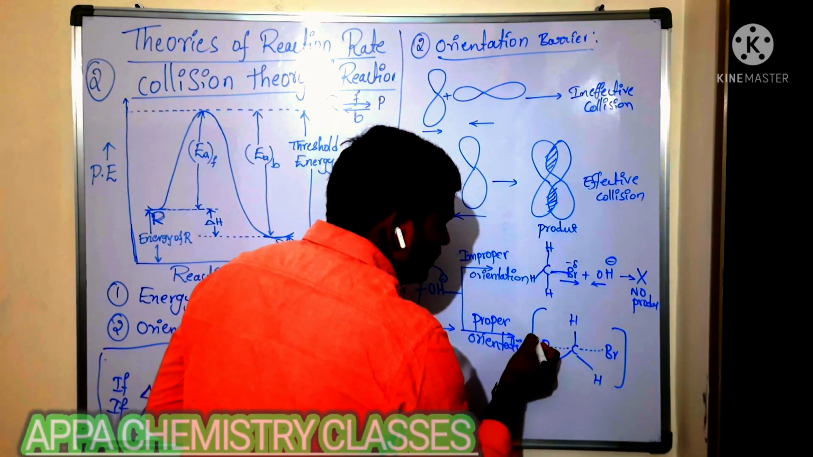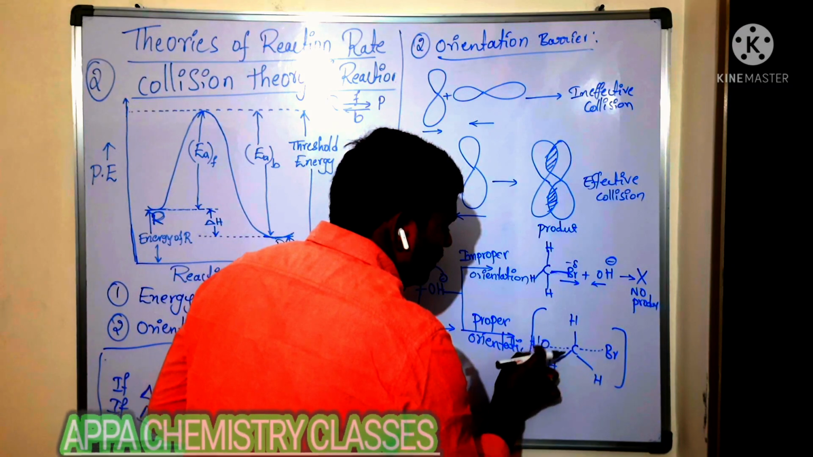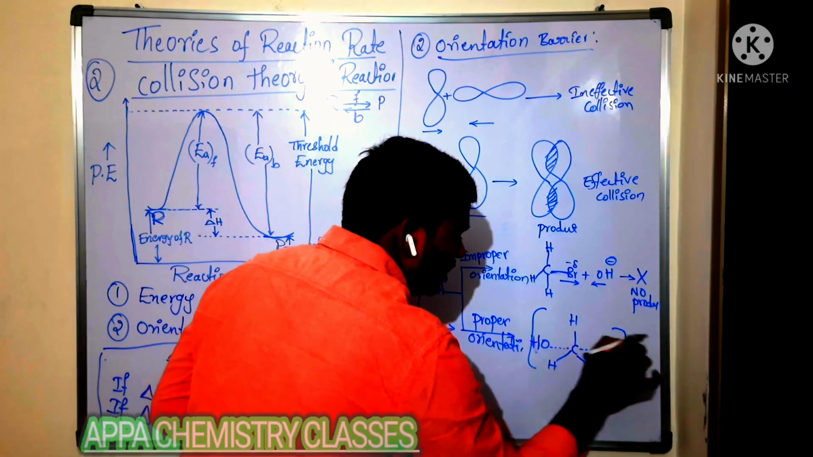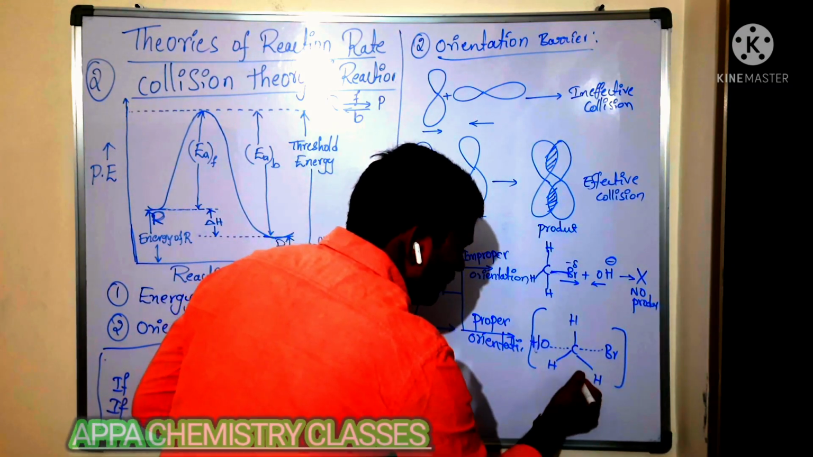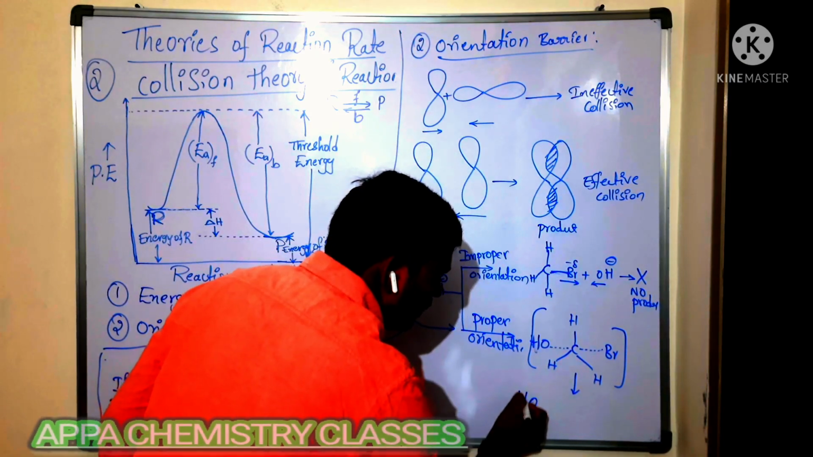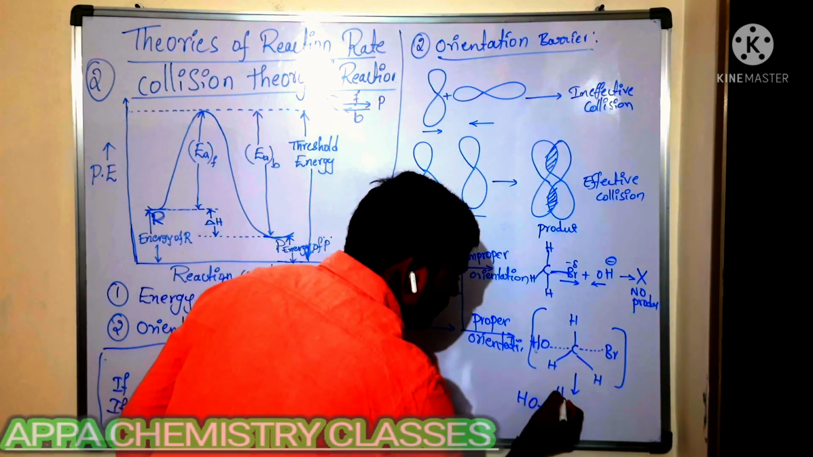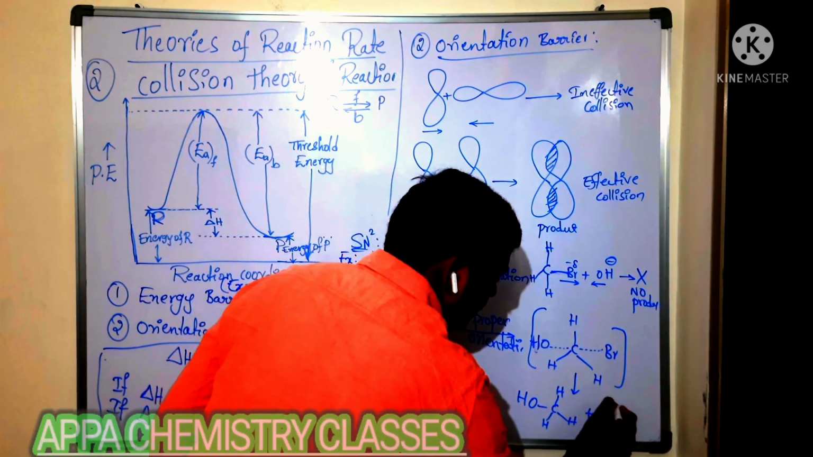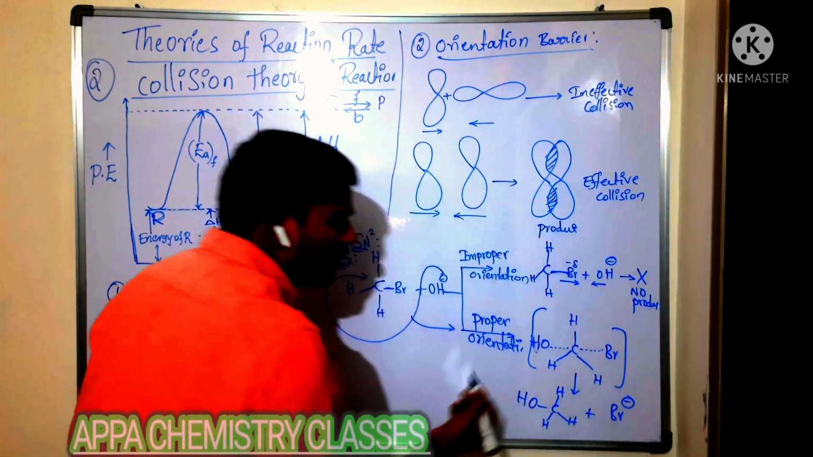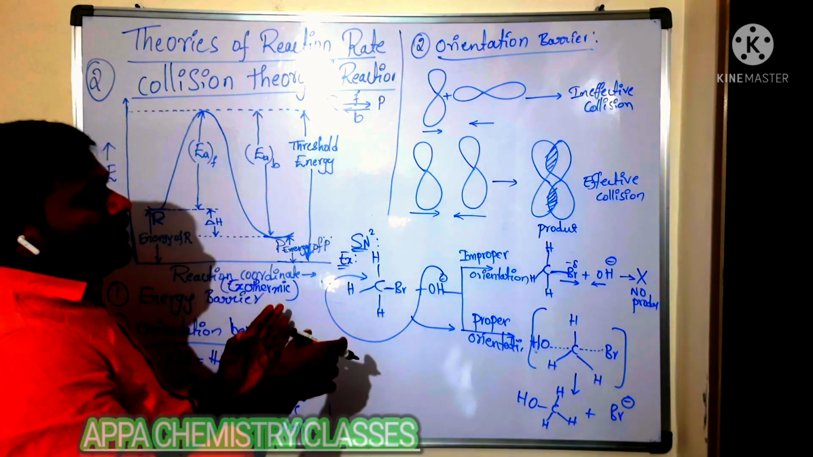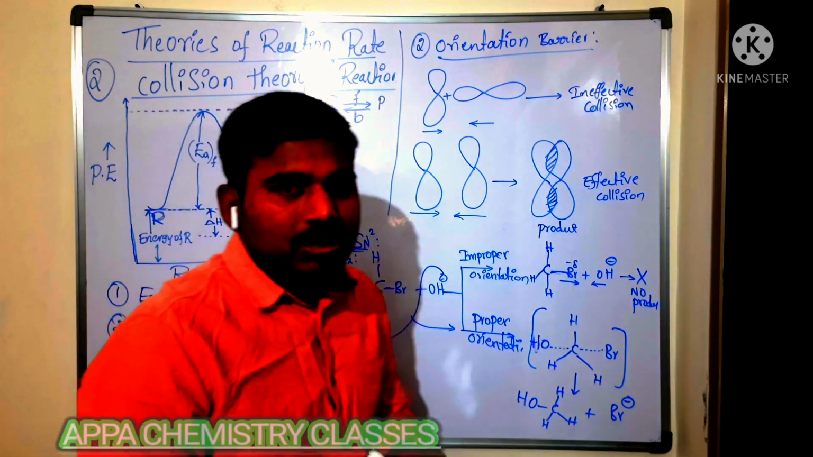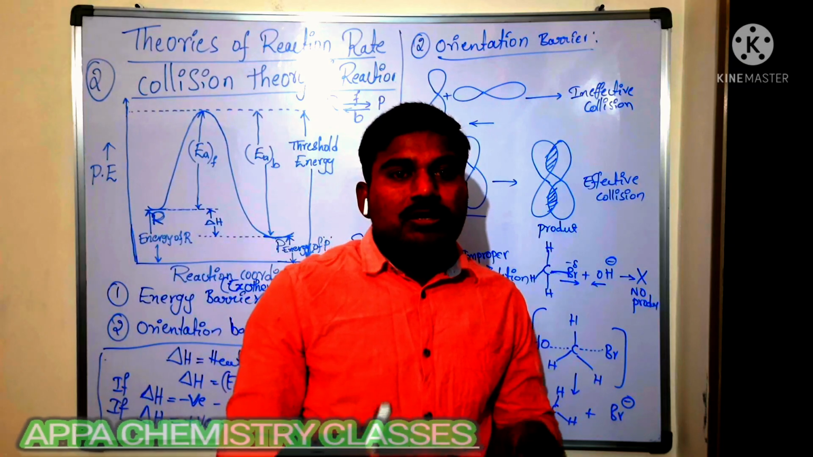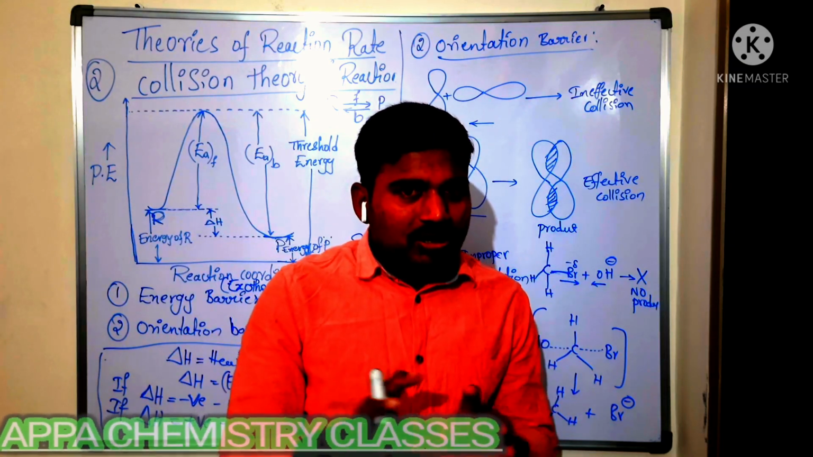So here that bromine is eliminated, and we are getting OH plus Br minus. So it is a product we are getting. It is one example of the orientation barrier. Is that clear? To get the product, what are the required conditions?